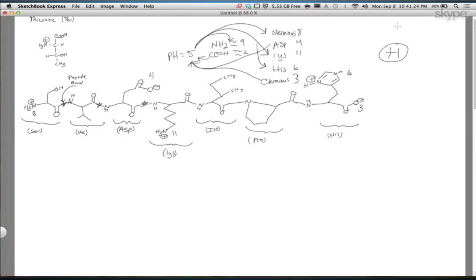Okay. Now, let's try another exercise on this. Like I said, this is pretty sure to be a problem on the exam. So now let's try working out the net charge at a pH of 10.